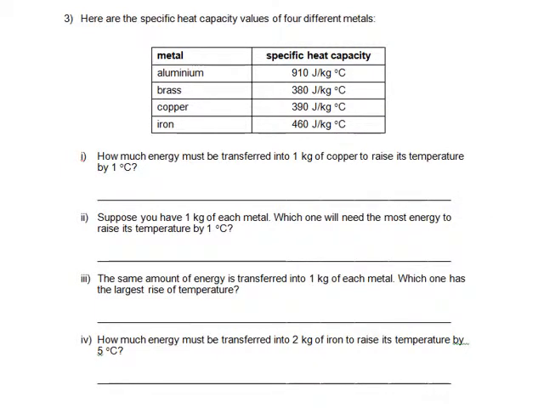Right, so welcome back. How much energy must be transferred into 1 kilogram of copper to raise its temperature by 1 degree Celsius? That's an easy one because you just use the specific heat capacity there. It'd be 390 joules. Suppose you have 1 kilogram of each metal. Which one will need the most energy to raise the temperature by 1 degree Celsius? That will be the one with the largest specific heat capacity, so that would be aluminium.